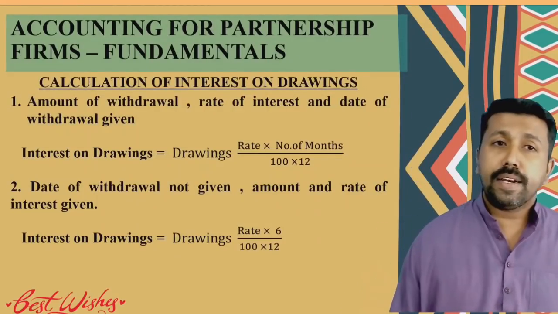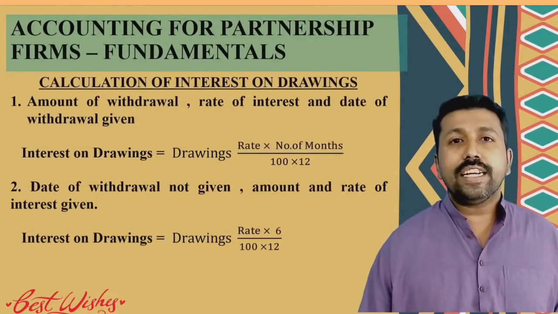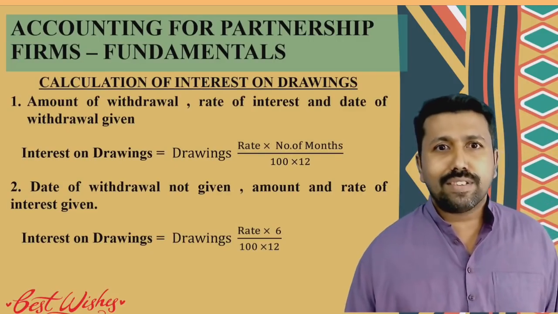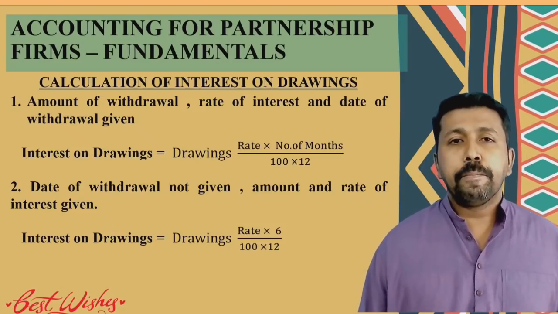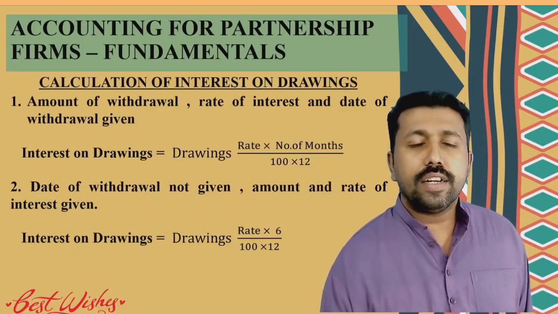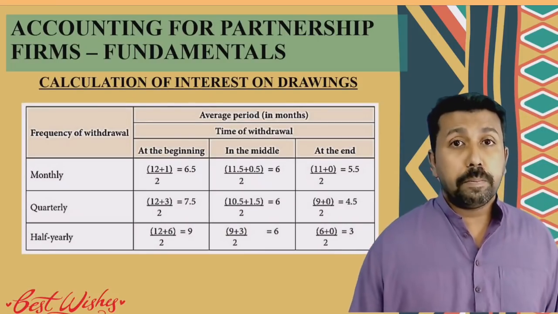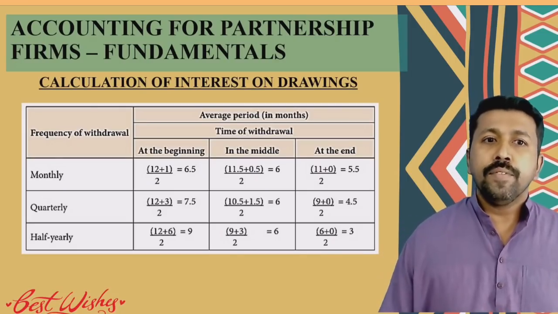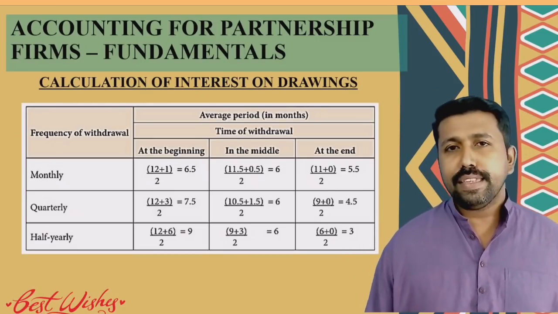And we have to keep in mind the methods like calculation of interest on drawings. Normally, we calculate interest on drawings as drawings into rate by 100 into number of months divided by 12. If no particular date is given, we will take the average period as 6 by 12. And also please keep in mind the interest on drawings for other cases. If the amount is withdrawn every month, if it is in the beginning, 6.5 is the average period. If it is in the middle, 6 months is the average period. At the end, 5.5 is the average period.